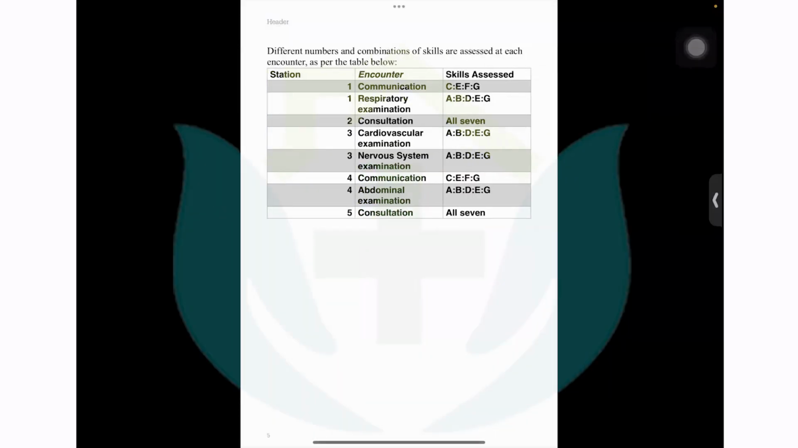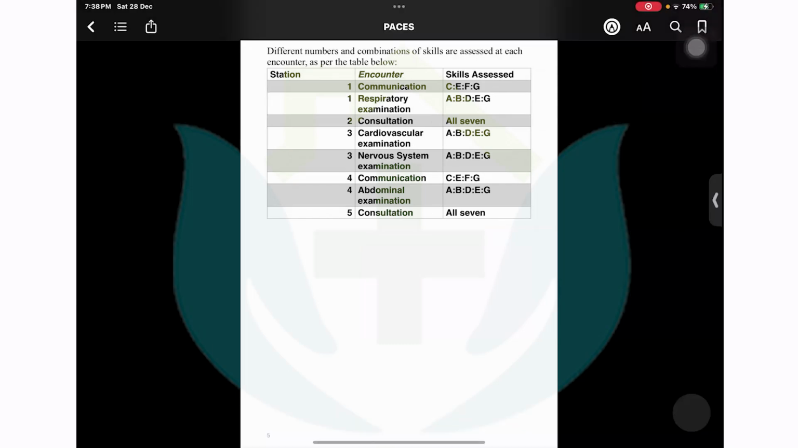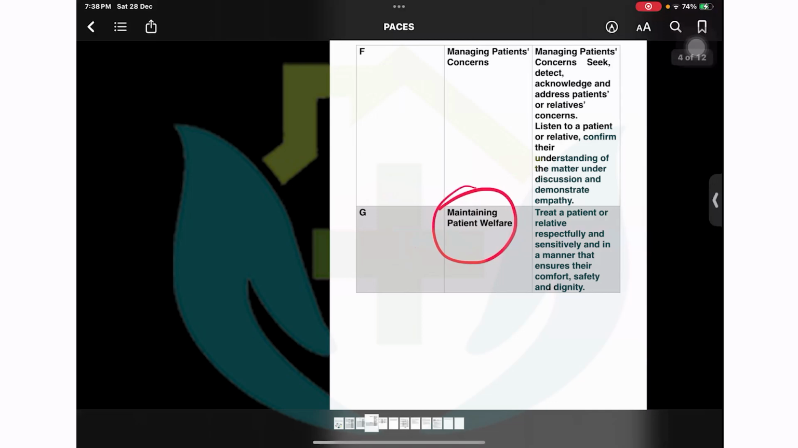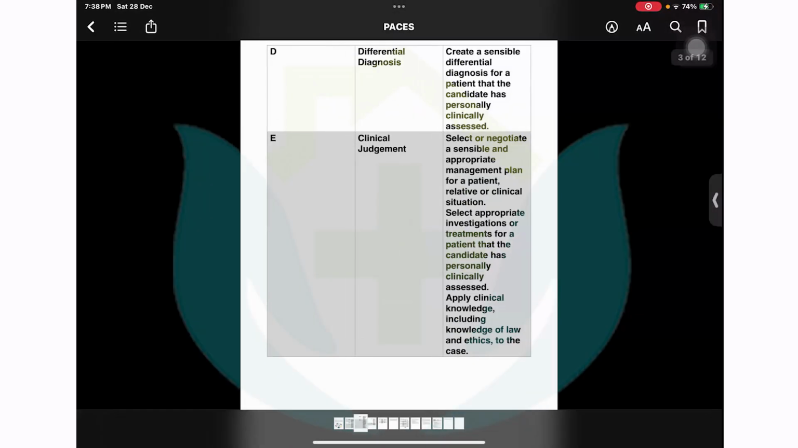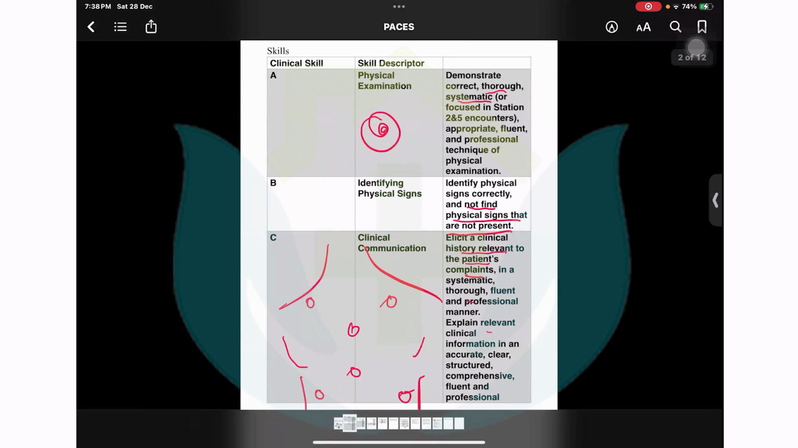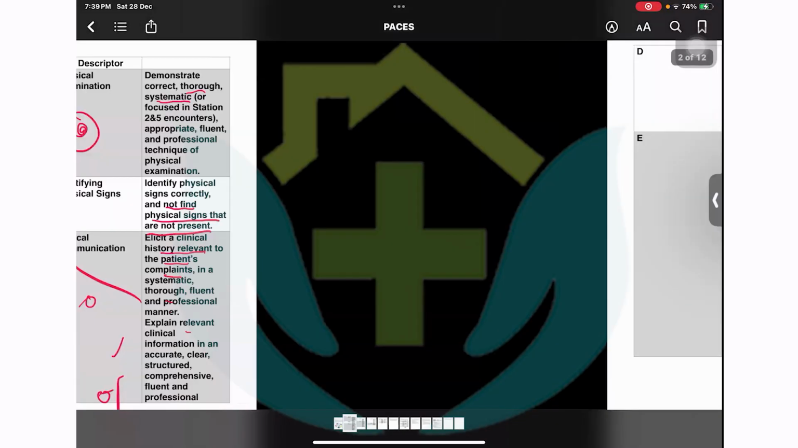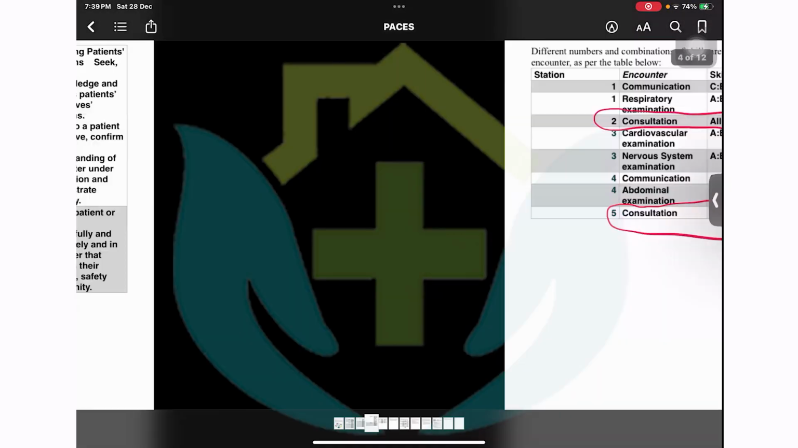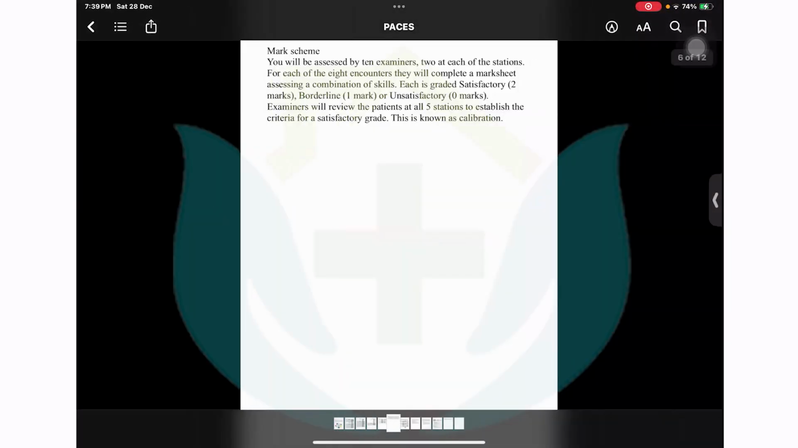So different stations are assessed on different skills. It is the consultation where all 7 skills are checked. Otherwise, it is your ABDEG. ABDEG is patient welfare, differential diagnosis, clinical judgment, physical exam, and identifying. Because in patient examination, they don't want your clinical communication. They don't want you to ask any question. It is just the clinical examination that you are supposed to do.